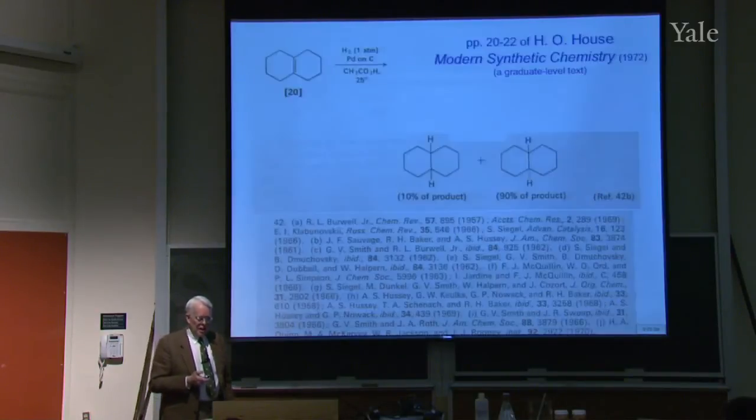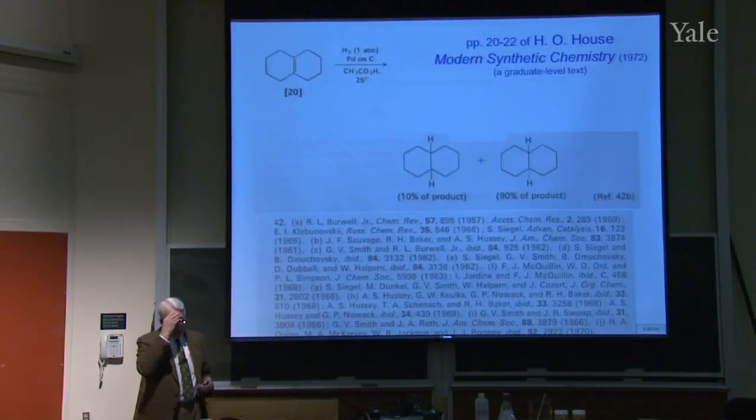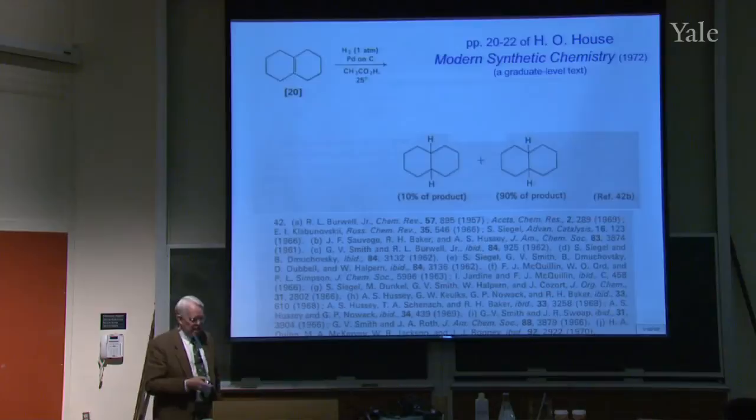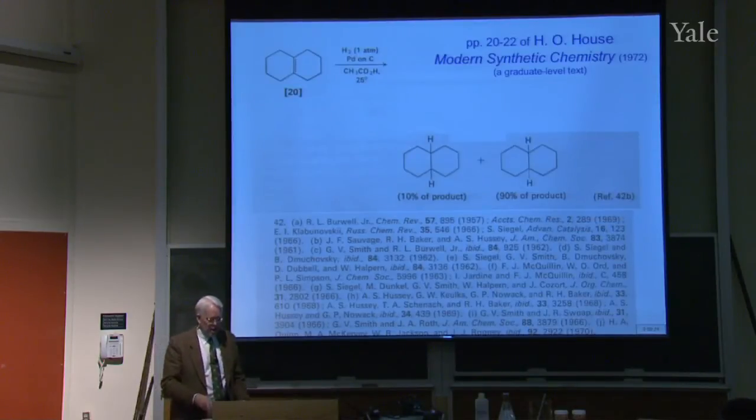So you would look in another book, like this book from 1972 by House, Modern Synthetic Chemistry. Now this is a graduate level text. So it shows an example here using palladium on carbon as the catalyst. Palladium on carbon means you have palladium metal, but you don't want to have a big chunk of metal because there's not much surface. So you want it to be very finely divided, but you want to be able to handle it. You don't have very much. So you put it on charcoal. It's absorbed on the surface of the charcoal. So that's what palladium on carbon is.